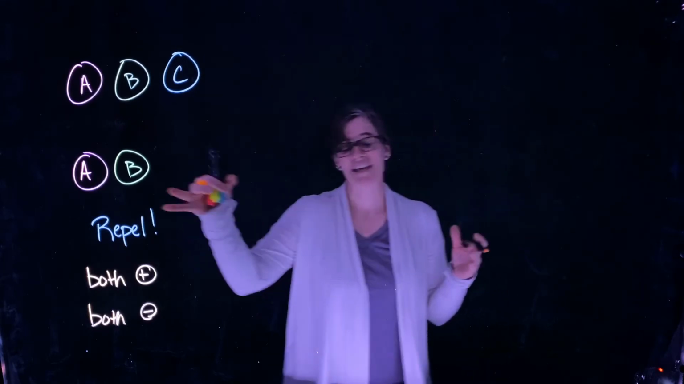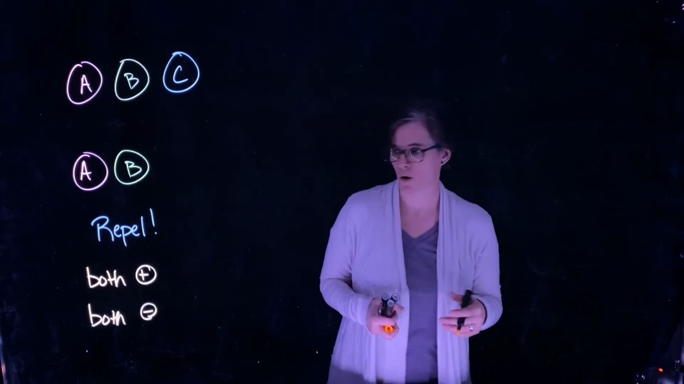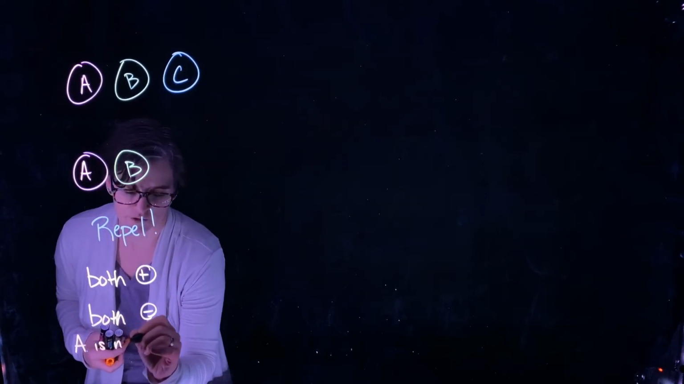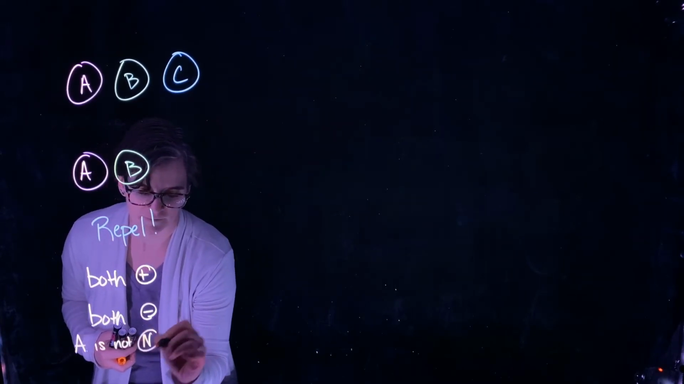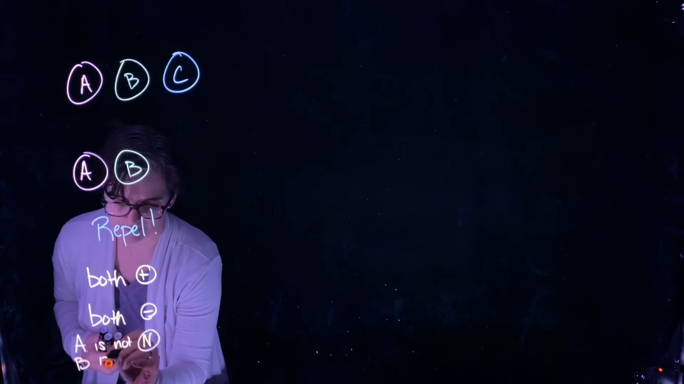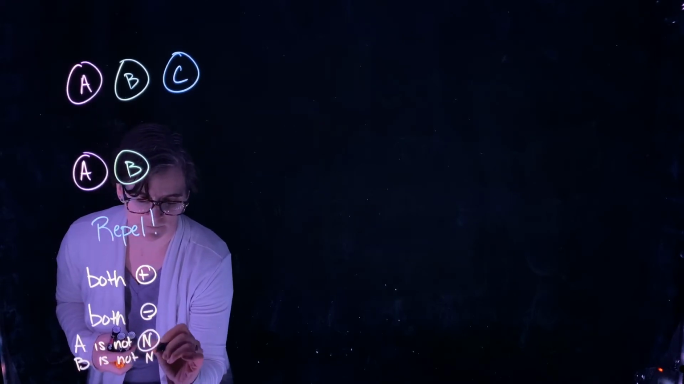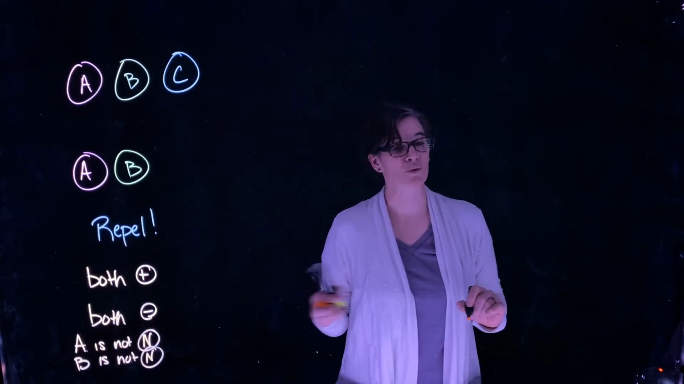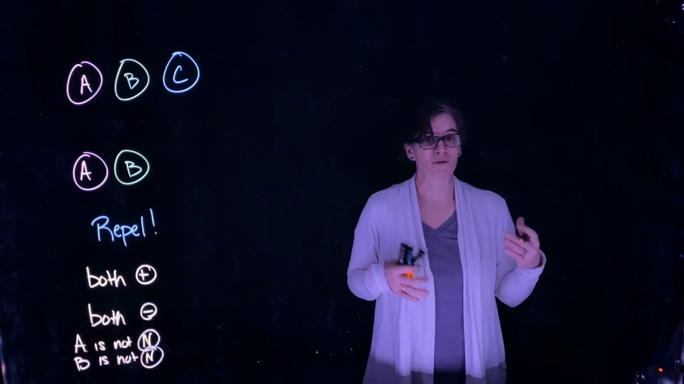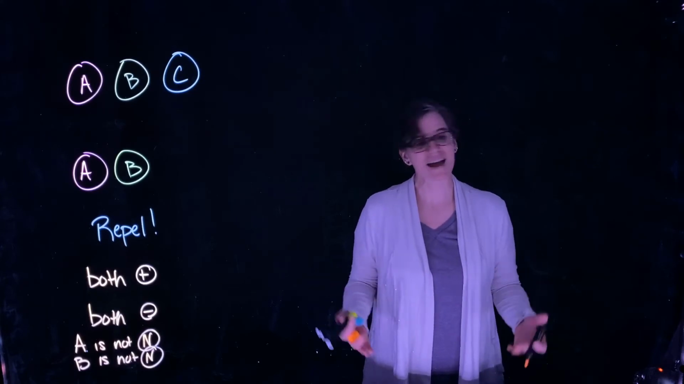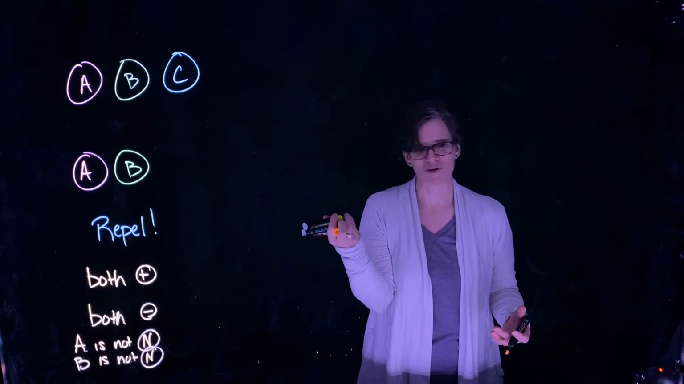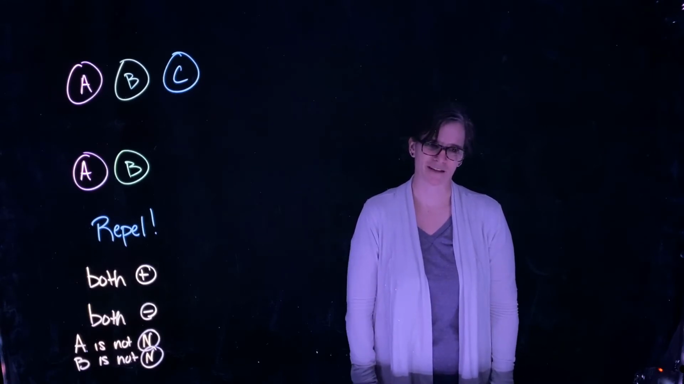So because they repel in this situation, we know that A cannot be neutral, nor can B. What if one was neutral and the other wasn't? Well, neutral objects attract to charged particles. Since I get only a repulsion, neither one of them can be neutral either.